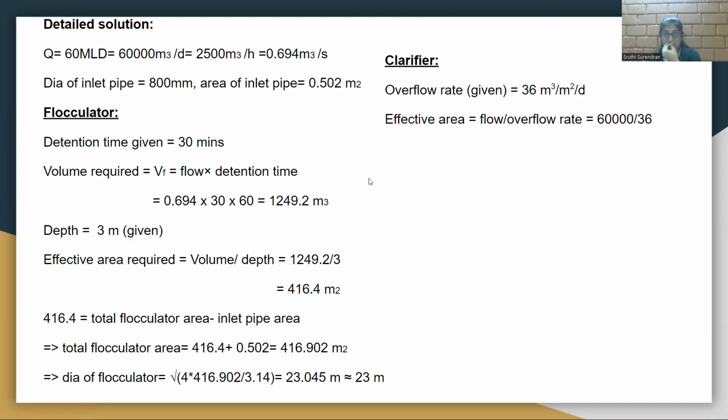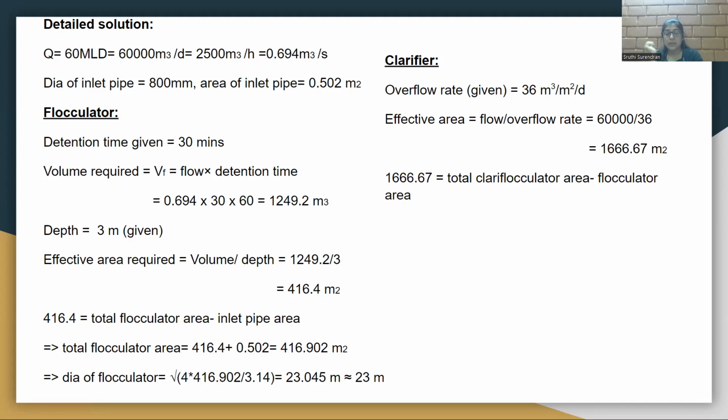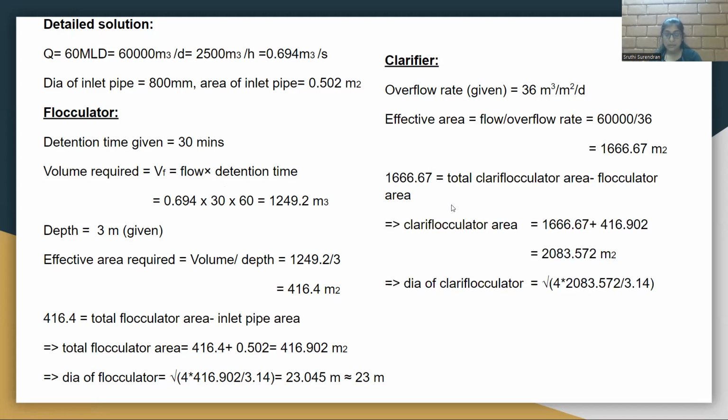Sorry, here for the effective area, the surface overflow rate is given. So when you divide the flow by the surface overflow rate, you will get one area. From that area you have to remove the flocculator area. Then you will get the effective area again. You will get the diameter of the clarificator by using pi d square by 4, which is coming around 52 meters.